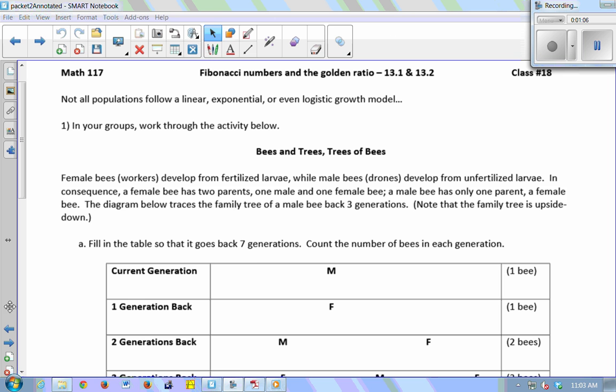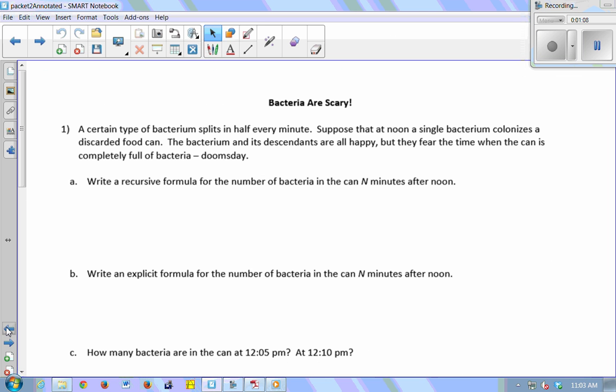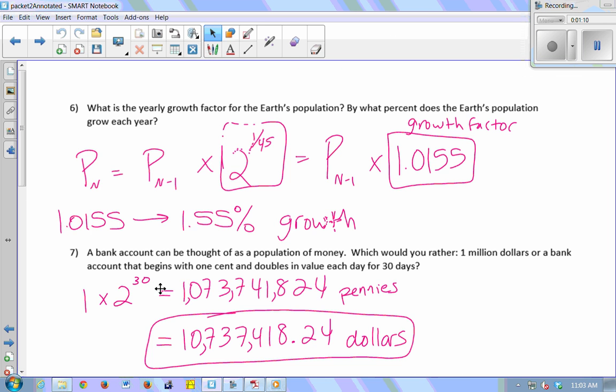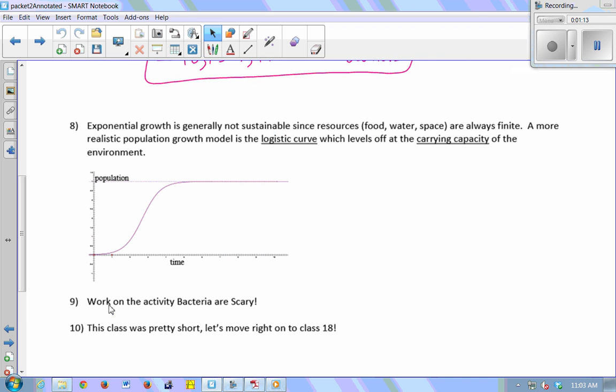Go back a couple of pages and we can see our logistic growth. This was our picture of logistic growth. That's the one that levels off. Yeah, that's a population that grows quickly at first and then slows down as it reaches a carrying capacity for the environment.